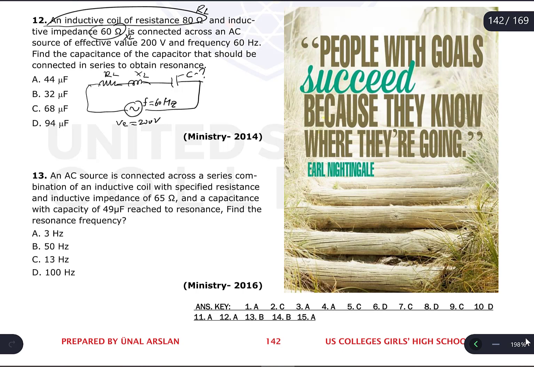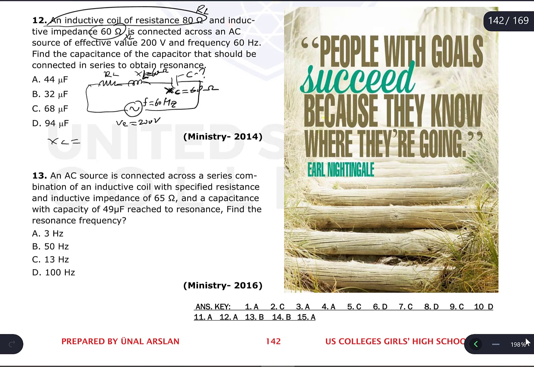We know that in the resonating circuit XL and XC are equal. XL is given, inductive impedance is 60, so XL is 60. What does it mean? XC must also be 60, because in a series or parallel oscillating circuit, it doesn't matter, XL and XC are equal. So XC must be equal to 60 ohm. To get the capacitance, I am going to use this capacitive impedance equation.